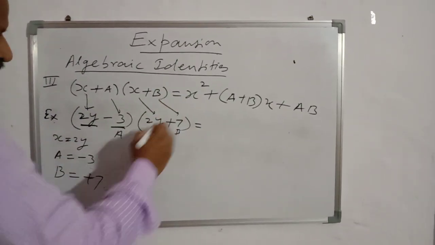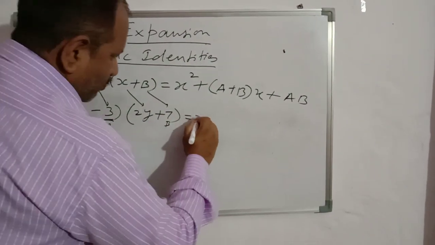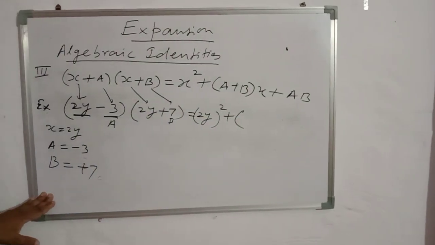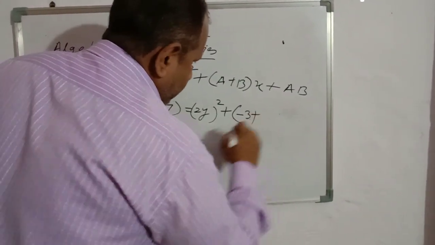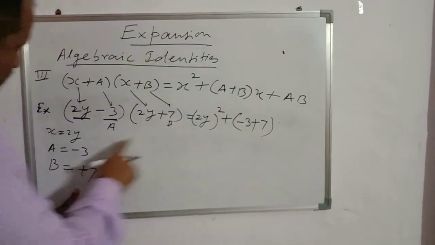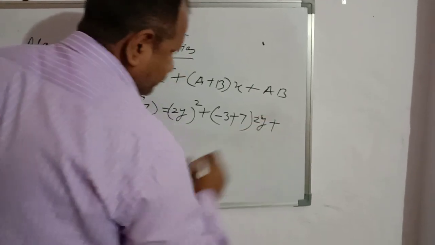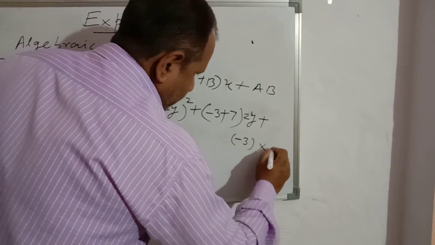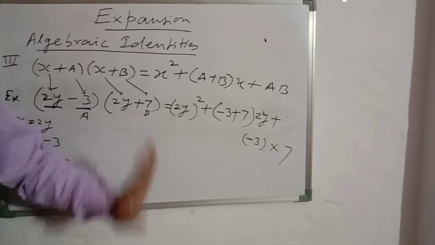Put it this side. What is x? x is 2y. 2y is written here. So we will write 2y square plus a plus b. a is minus 3. b is plus 7. Write here 7. In place of x, what is x? x is 2y. So write here 2y plus a into b, so minus 3 multiplied by 7. So this is the application of this identity.